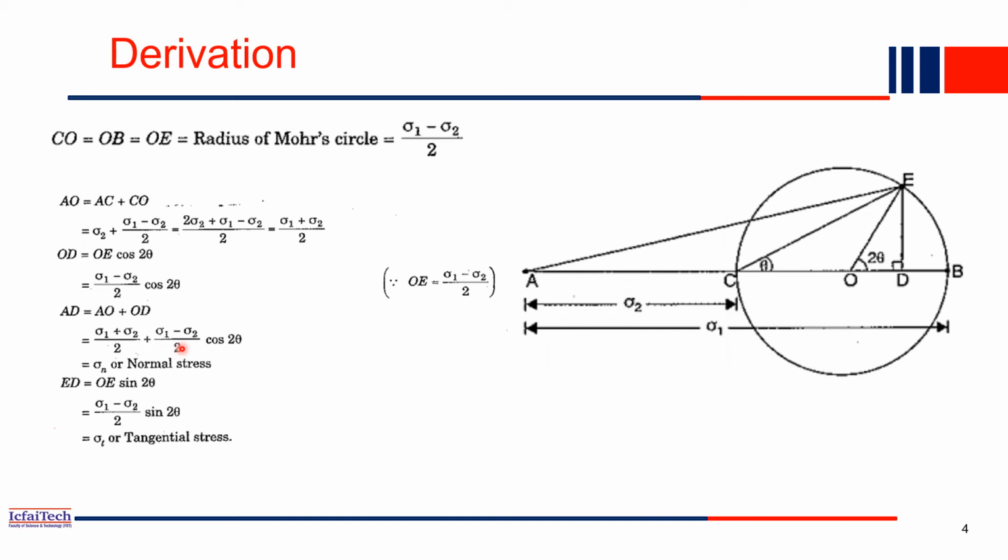So now we have computed both the things. Now you can easily compute what is AE. Already we know this AD and we know ED. Simply root over AD square plus ED square, you will get the length of AE. So that's how, using Mohr's circle, we can easily compute the normal stress and the shear stress in any oblique plane.